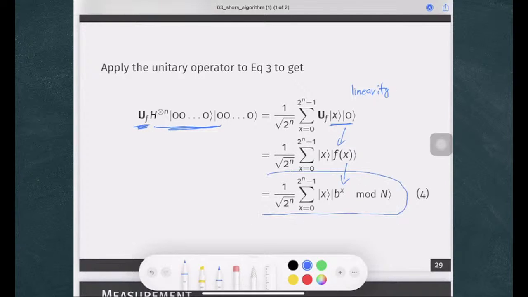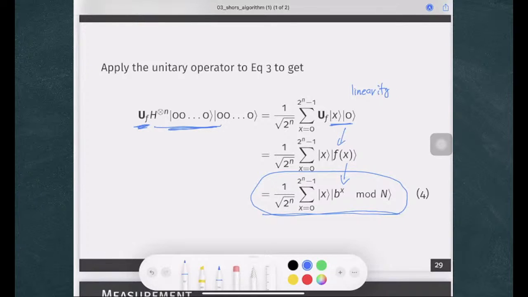So what does this equation mean? It means that you have now computed every possible value of b to the x modulo n. You have computed all possible values for all x generated by the input register. Now it's just a matter of finding which one of those is equal to 1, and then you get the period.